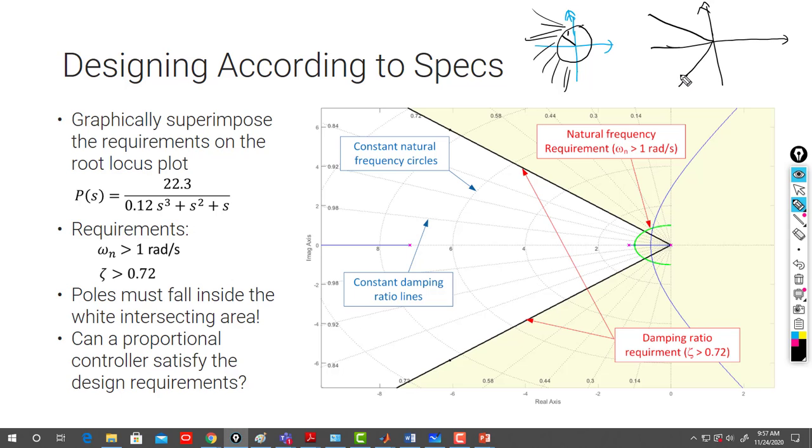So zeta bigger than 0.72, in your opinion, is it here, in the blue zone or the black zone? Which one represents zeta bigger than 0.72? I think the blue. I think the black. So some are thinking it's the black and some others are thinking it's the blue.